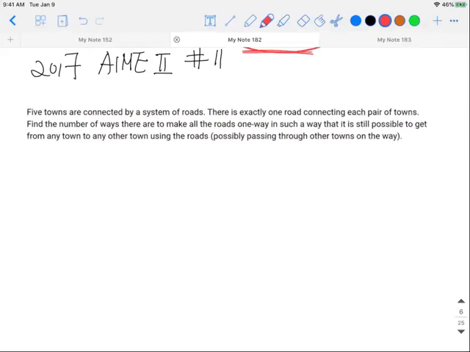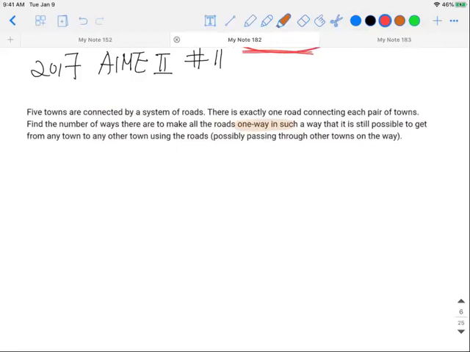You have 5 towns. They're connected by a system of roads. There is exactly 1 road connecting each pair of towns. Find the number of ways there are to make all the roads one way, in such a way that it is still possible to get from any one town to any other town using the roads, possibly passing through all the other towns on the way.